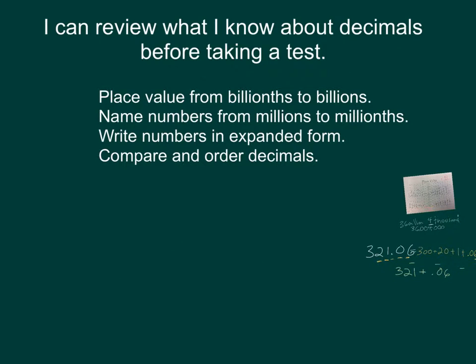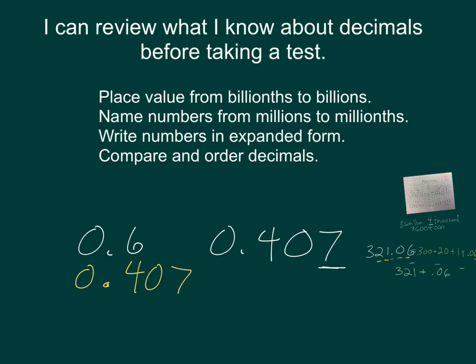Next, you will also be tested on comparing and ordering decimals. If I have 6 tenths and 407 thousandths, that's the thousandths place, I need to be able to know which one of these is larger. And the one thing I can do to make sure that I do it correctly is I can line up the decimal point and compare them on top of each other. This allows me to see that, yes, okay, the ones place is the same. So that doesn't tell me which one's bigger. The decimal point is lined up.